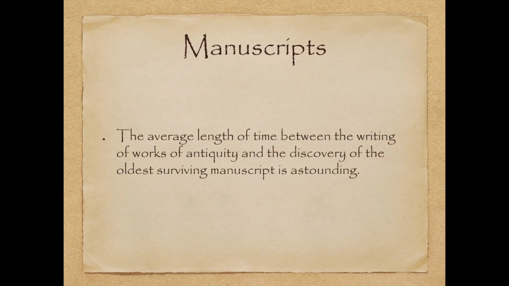Now, I touched on this a little bit earlier, but the average length of time between the writing of the works of antiquity and the discovery of the oldest surviving manuscript is astounding, such as the historical works of Pliny, who wrote the letters to various figures like the imperial magistrate, and Suetonius, who wrote biographies of 12 Roman rulers, including Julius Caesar, or Tacitus, who wrote the annals and histories, and their first extant or surviving copies is between 500 and 900 years, and some even go farther back than 900 years.